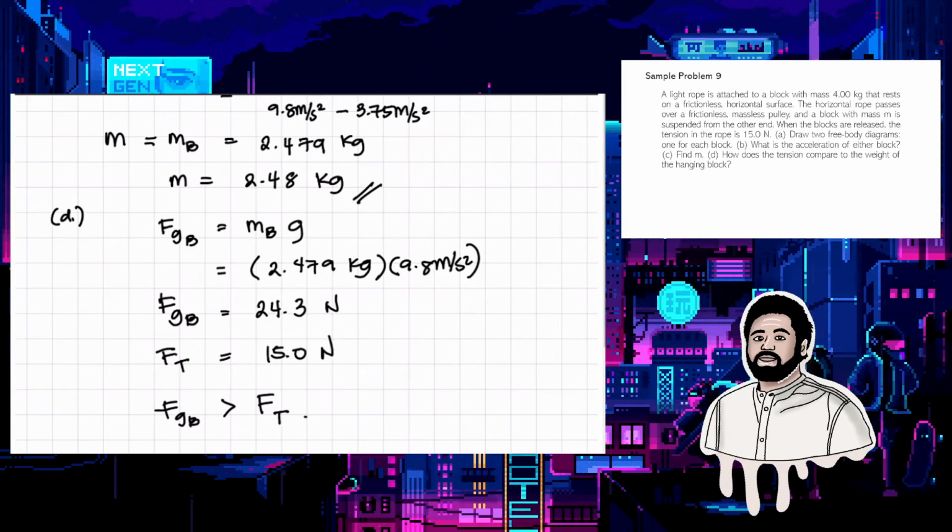Okay, what if they are equal? Well, it's kind of counterintuitive, because if they are just equal to each other, block B should not be accelerating. Okay, so that's for sample problem number 9.